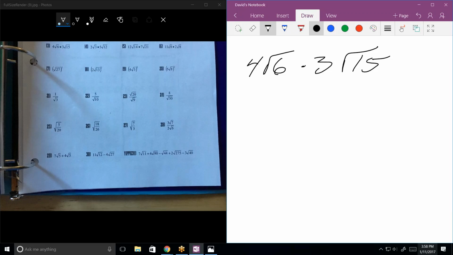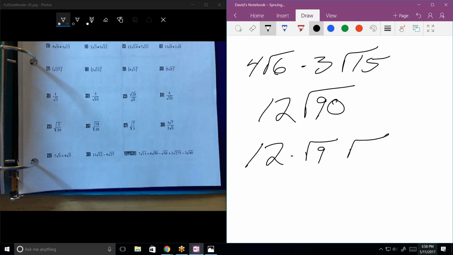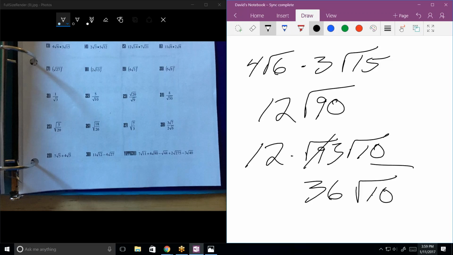Well, here, let me tell you how to do this one, and then I'll give you a more interesting one, 15. You multiply the numbers, 12, you multiply the insides, root 90, and then you simplify. What's root 90? Well, 90 factors into 9 and 10, so I end up with 12 times root 9 times root 10, and root 9 becomes 3, so I end up with 36 root 10. Okay. And that's your final answer. That's how you do that one.